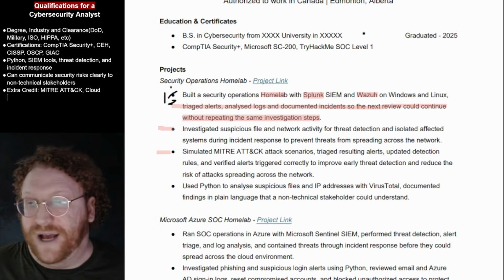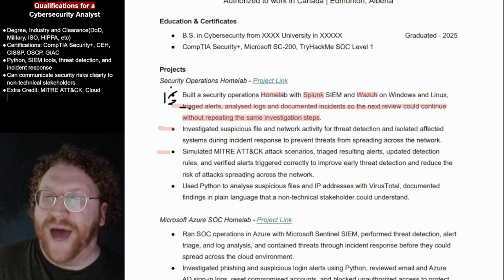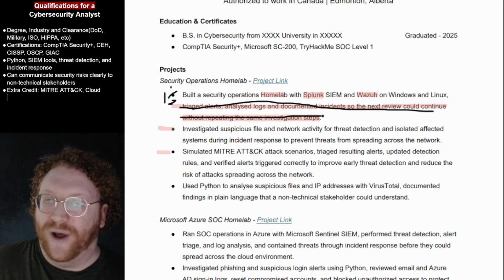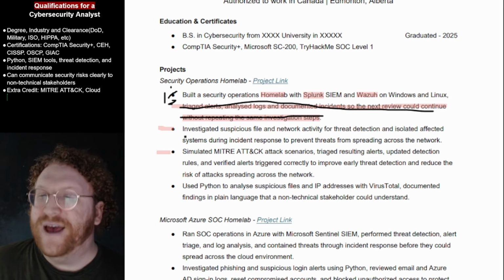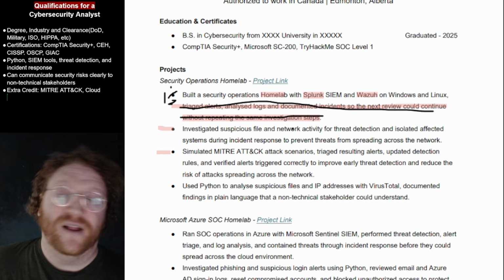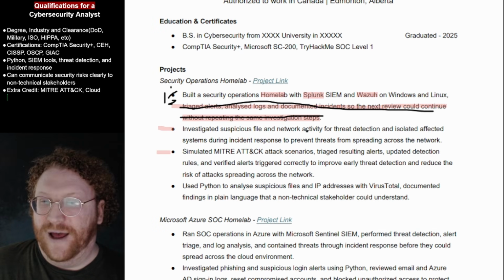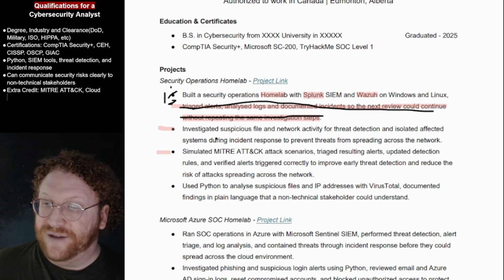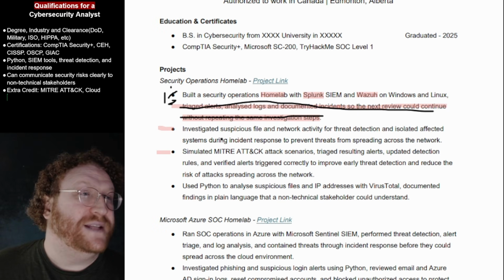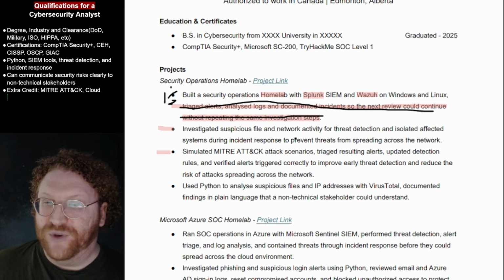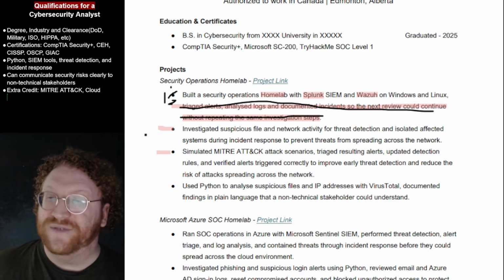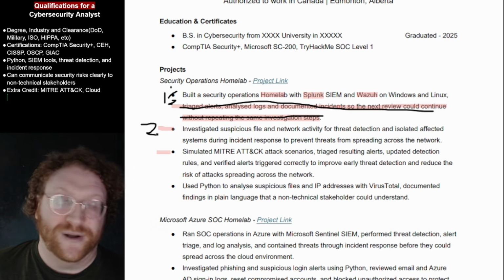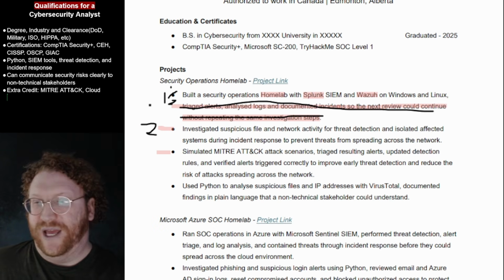I don't know. You didn't tell me. So you have a very bad why, and you only have one keyword, 1.5 max. Now, investigate a suspicious file and network activity for threat detection is good. That's 1. Isolated effective system during incident response. That's 2. To prevent threats from spreading across the network is fine. But again, that's only 2 keywords. I need a minimum of 3.